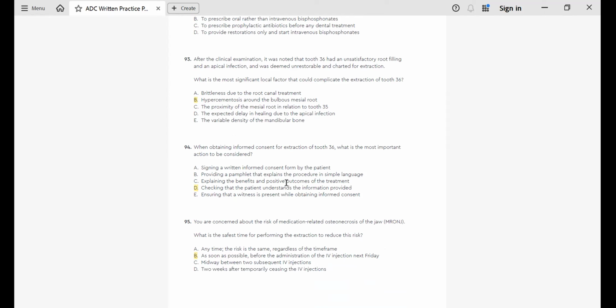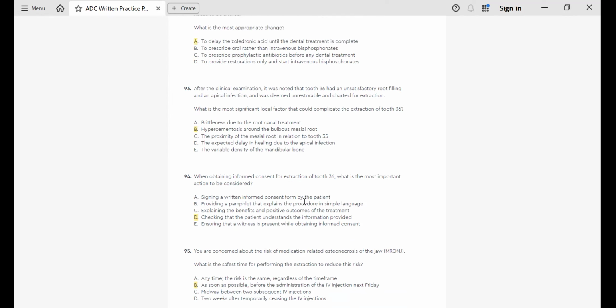If it's on IV injection, then yes, C, right? That's correct. But here we are considering that the patient has not yet started.